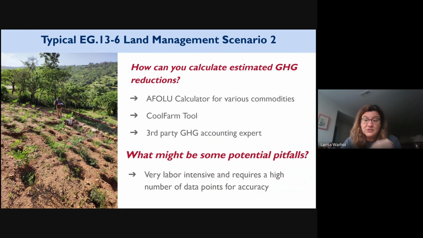So again, there are various tools. Something like the Cool Farm Tool, you need a lot of data points for it, but it will help you do this analysis. The AFOLU calculator exists for various commodities, but again, it's not as robust as some others. And so this is another way to think about that. We do know that there are a lot of ag activities doing a lot of climate smart ag or agroforestry, and so we're always happy to talk with people about whether it makes sense to try to report on our EG.13 indicators.